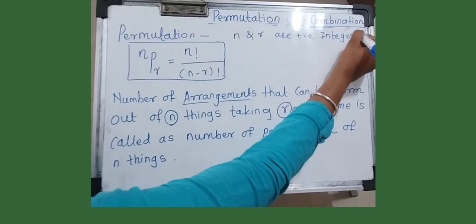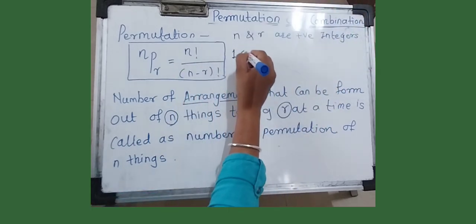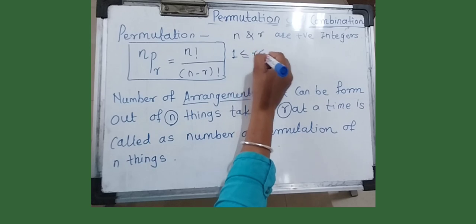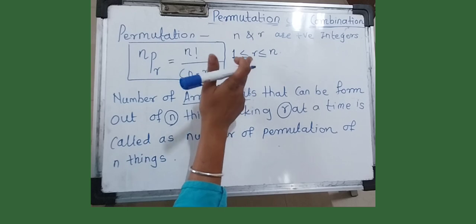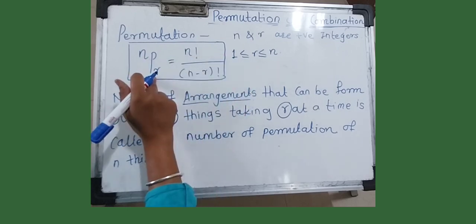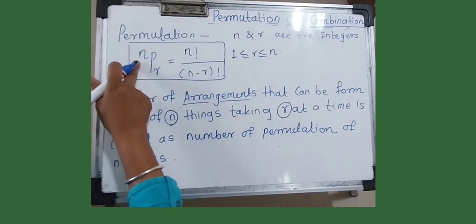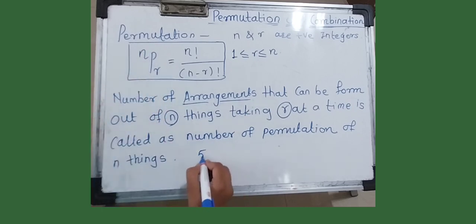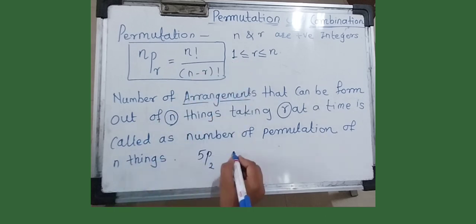So there is one condition: 1 is less than or equal to r, which is less than or equal to n. Remember, r is always less than or equal to n. So 5P2, the condition is fulfilled here. 2P5, no, the condition is not fulfilled.